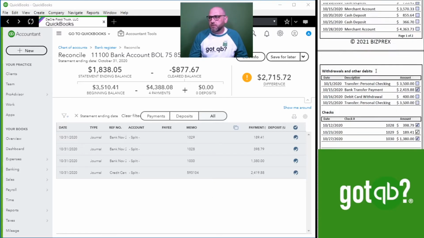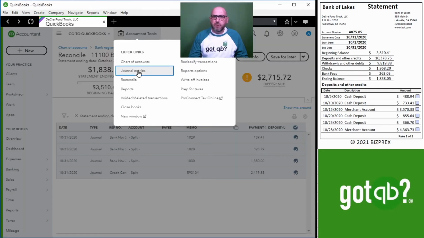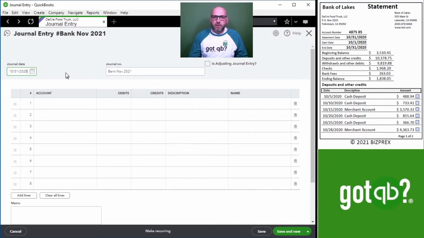All right, so what else do we have? Well, we have the deposits. We know all of these deposits are sales, right? So we can go ahead and book them. As a matter of fact, we can book the rest of these transactions in one journal entry, right? So let's go ahead and do that. All right, so again, end of the month, bank, let's continue.